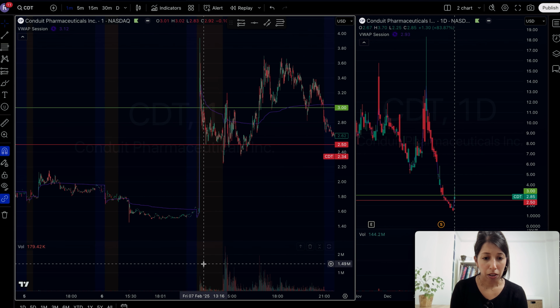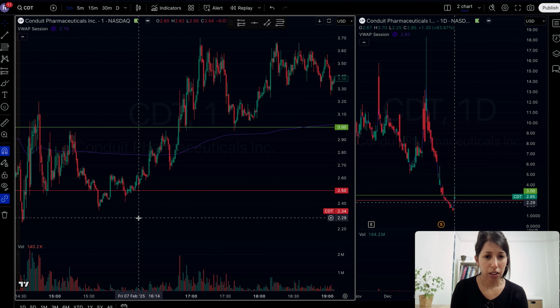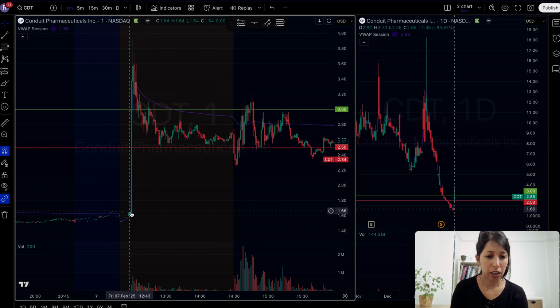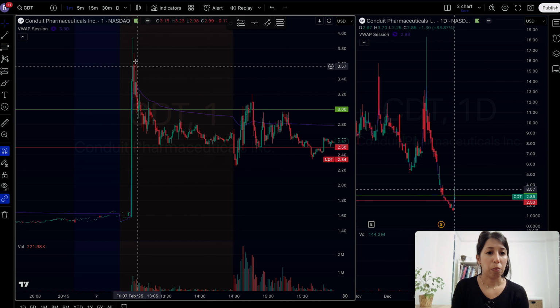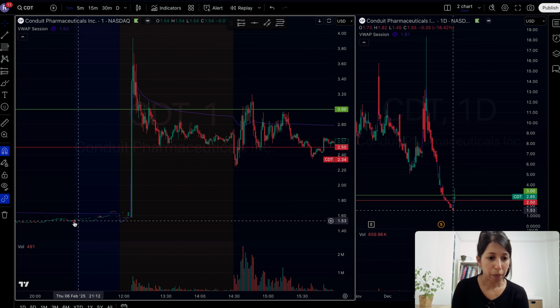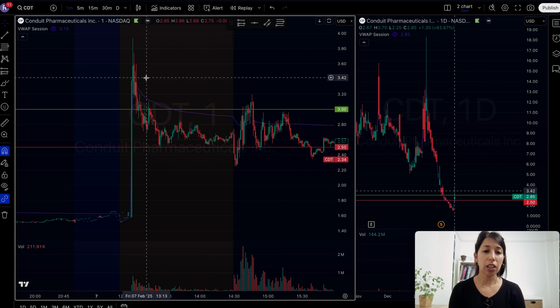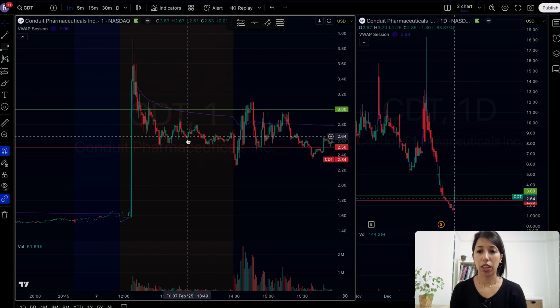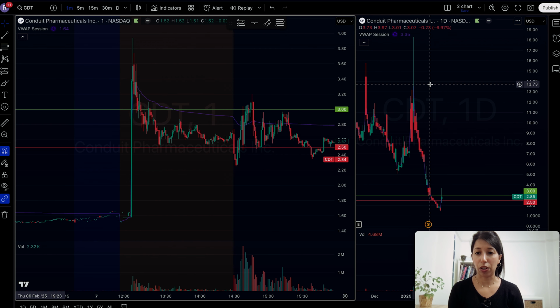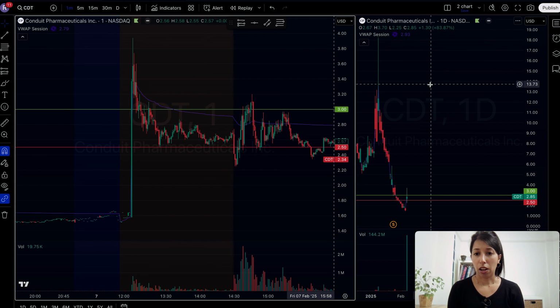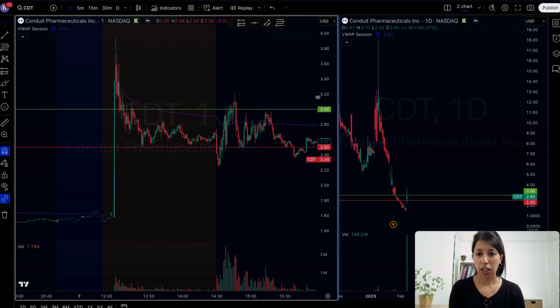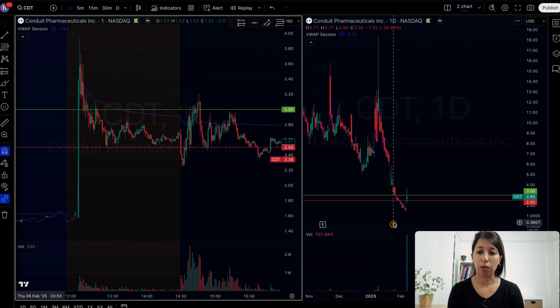Let me zoom in. Here, this was the day, 7th of February 25. Big move here, gone from around 1.3 pre-market going up to $3.94, almost $4. Big move. And then what I did was I went over to the daily chart, which is this one over here, and I could see that it was a reverse split, which is this S symbol here.